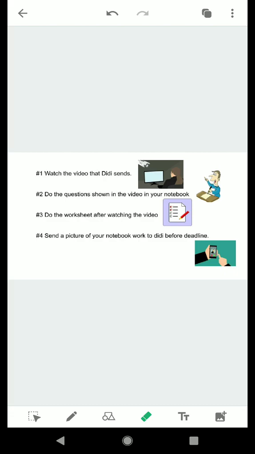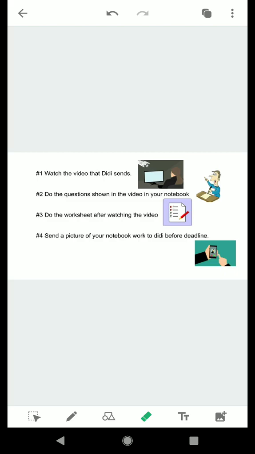Next step, the third step, is do the worksheet after watching the video. So Didi will send a worksheet after this video on our WhatsApp group, and we're all expected to do that worksheet in our notebook. And the last step is send a picture of your notebook work to Didi before deadline.